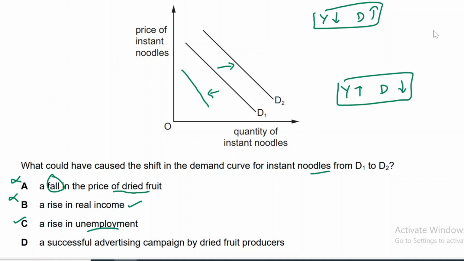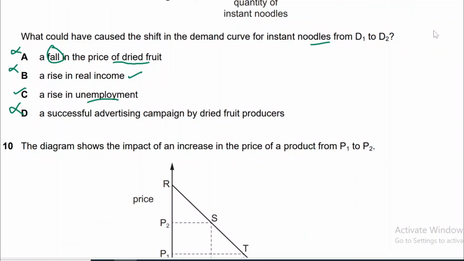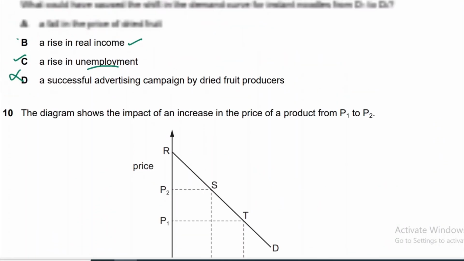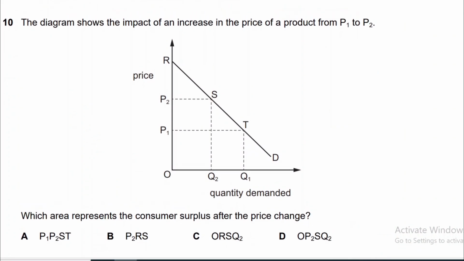Option D is a successful advertising campaign by dried food producers. If dried fruit is advertised successfully, then people must have purchased more dried food instead of purchasing more inferior goods, right? So in this case people are purchasing more inferior goods, so this is also incorrect. When dried food is cheap, or getting popular through an advertising campaign, then dried food should be demanded more instead of inferior goods. So in this case inferior goods are demanded more, so D was also incorrect.